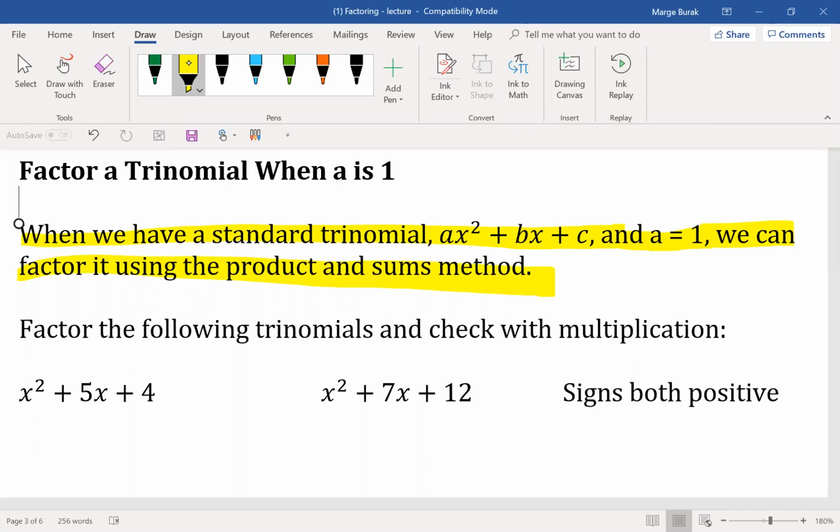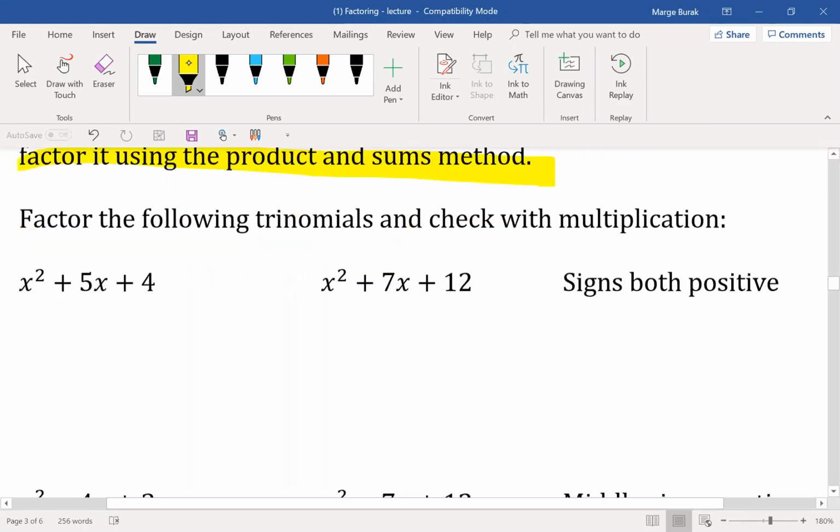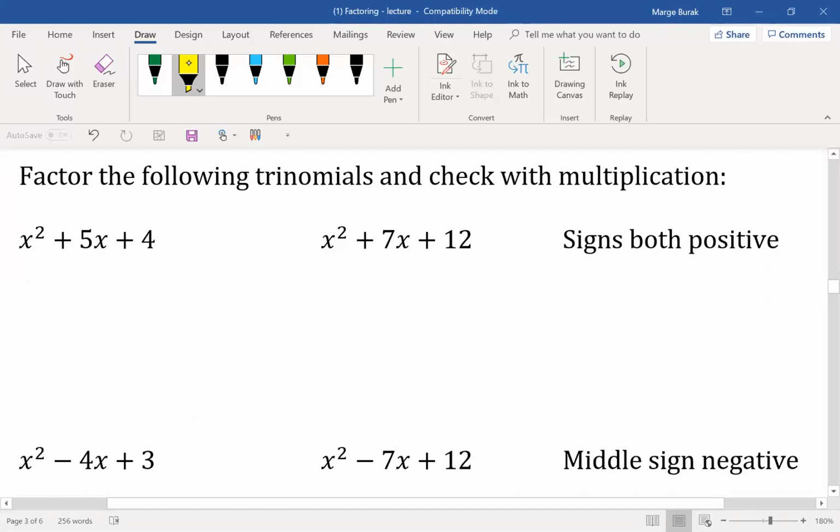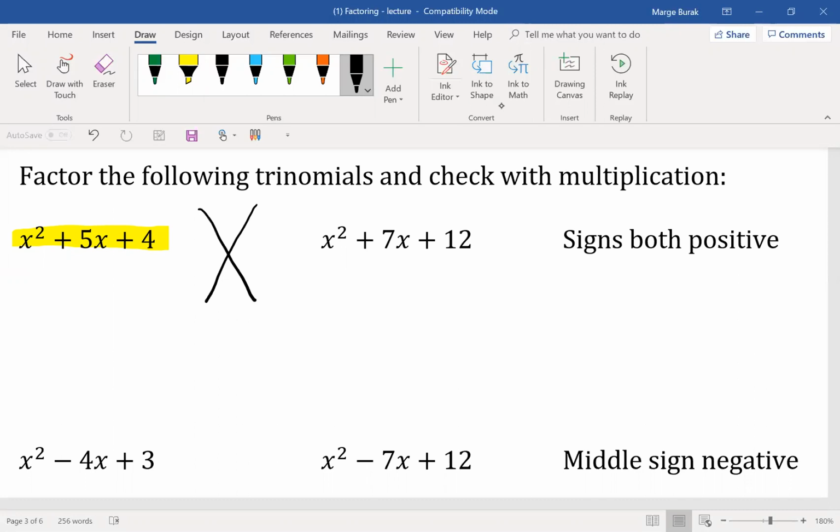All right, so we're going to factor the following trinomials, and then we'll check with multiplication. So we see it's a trinomial. A is 1, that means that the number in front of x squared is 1. So we just call this the x. Then we take c, which is the last number, and b, which is the coefficient of x, and we put that down here. So this is going to be my sum, this is going to be my product.